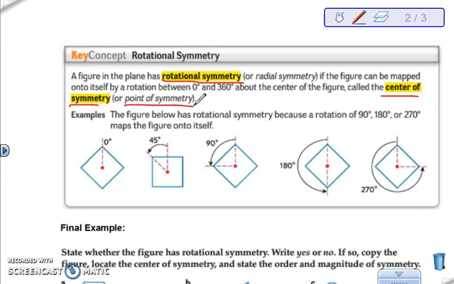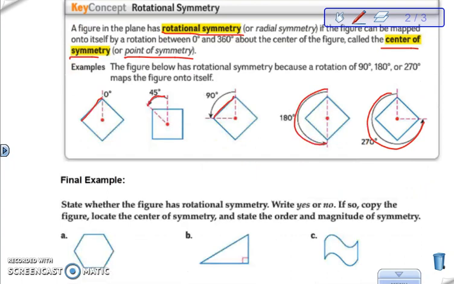So the example they give you here is a square. We can rotate the square 90 degrees, and it winds up looking like the same square. If we rotate it all the way around 180 degrees, you get the same square. 270 degrees, same idea. But if you only rotate it 45 degrees, the square ends up flat instead of tilted. So these are different things to look for when you're looking at your rotational symmetry.